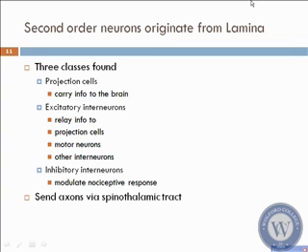Now, there's the second order neurons originating from the lamina. There's three classes found. There's projection cells that carry the information directly to the brain. There's excitatory interneurons that relay information to projection cells or motor neurons or other interneurons. Okay, so I'm sorry, this should have been shifted over when you're looking at this. This should be shifted over by 1. And there's also an inhibitory interneuron, which is what I was telling you about, which modulates a nociceptive response and basically depresses it when needed.